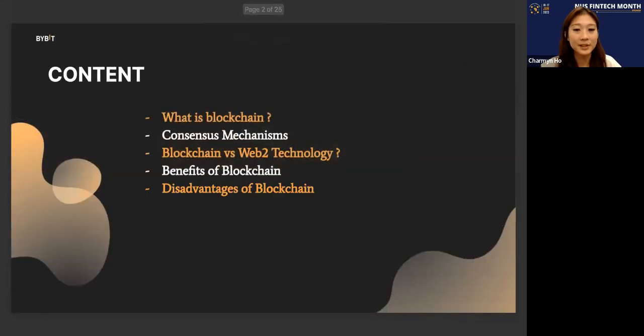So this is just what I'll be going through. First will be what blockchain is about, the consensus mechanisms, and a brief rundown comparing blockchain and Web2 technology, as well as the benefits and disadvantages of blockchain.